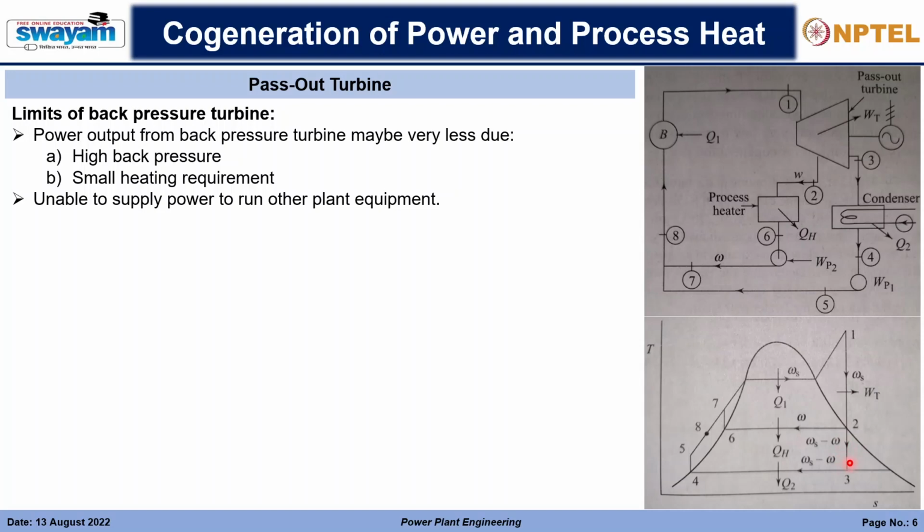So by back pressure we mean we are not allowing the steam to come out from point 3, rather we are stopping the steam at point 2, the exit of the turbine, and the whole of the steam is coming out. So that is the back pressure which we are giving to the turbine.